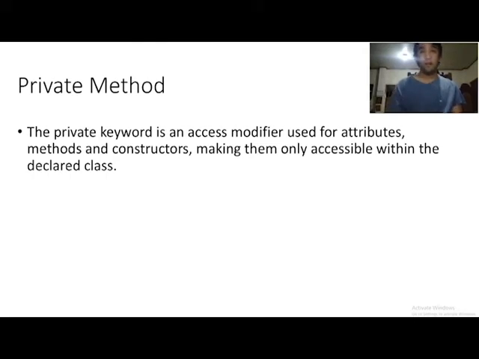A part of encapsulation is called a private method. Now, what is the private method? The private keyword, or the private method, is an access modifier used for attributes, methods, and constructors, making them only accessible within the declared class.